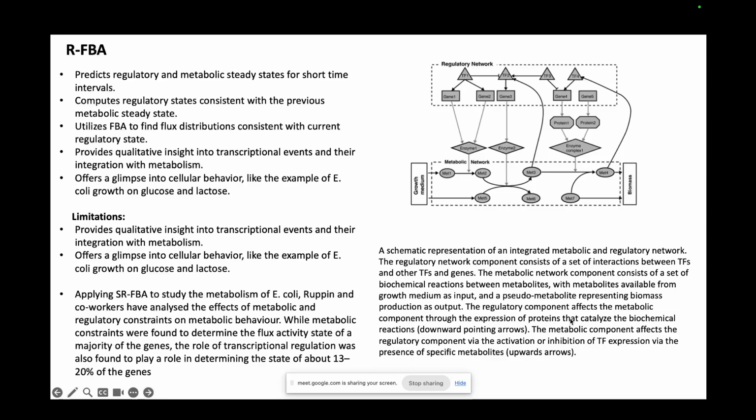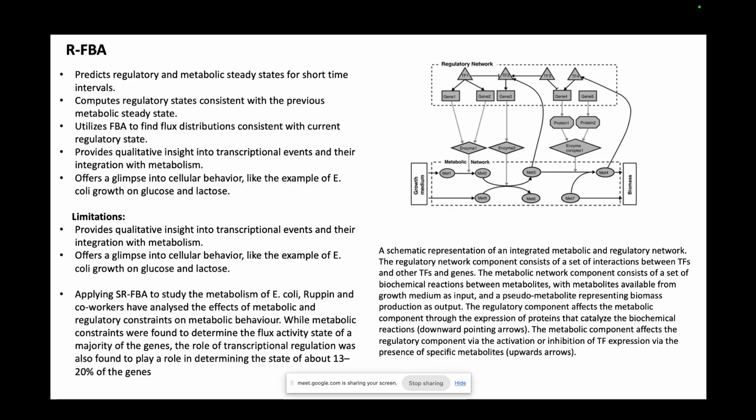So the regulatory component affects the metabolic component through expression of proteins that catalyze the biochemical reactions. So basically, these are proteins and enzymes that are formed by these genes, and these enzymes actually control the whole reaction process of the metabolite. So yeah, they are controlled by these regulatory components.